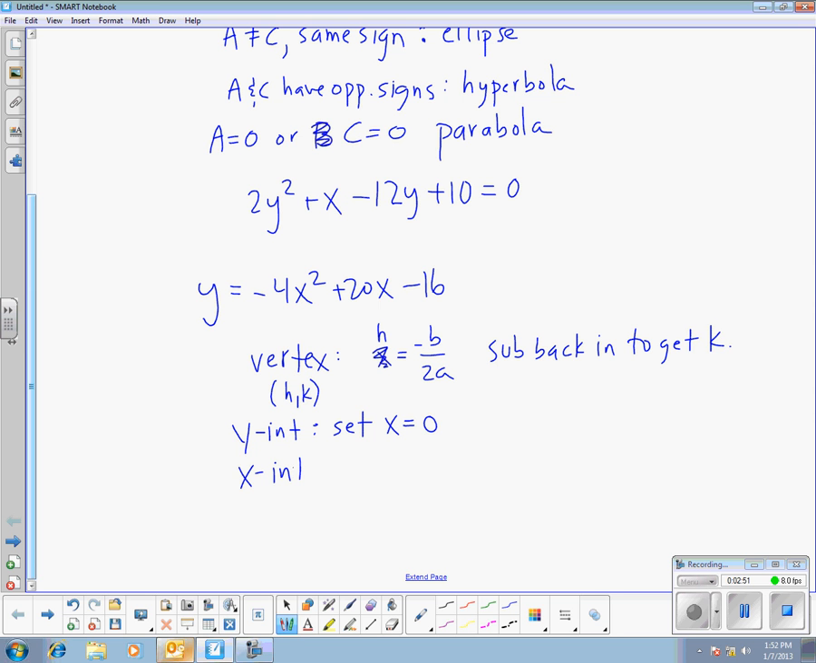We found x-intercepts by setting y equal to 0. And then you had two options. You either factor or do the quadratic formula. And this is all stuff that you probably did in Algebra 1. You've done it again in Algebra 2. So there's nothing really new thus far.